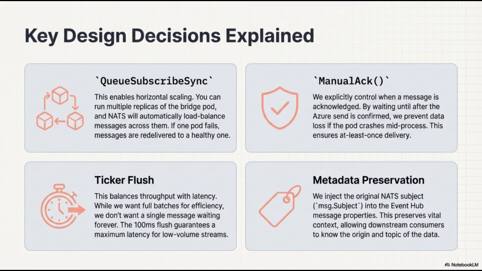Third, the ticker flush mechanism balances throughput with latency. While full batches are preferred for efficiency, we must ensure that single messages do not wait indefinitely. A 100 millisecond flush guarantee provides a consistent maximum latency, even for low-volume streams. Finally, we prioritize metadata preservation. By injecting the original NATS subject into the Event Hub message properties, we preserve vital context. This allows downstream consumers to identify the exact origin and topic of the data, maintaining end-to-end visibility.